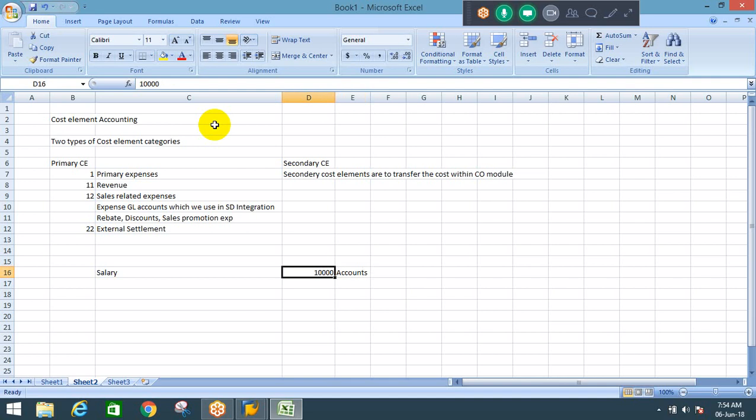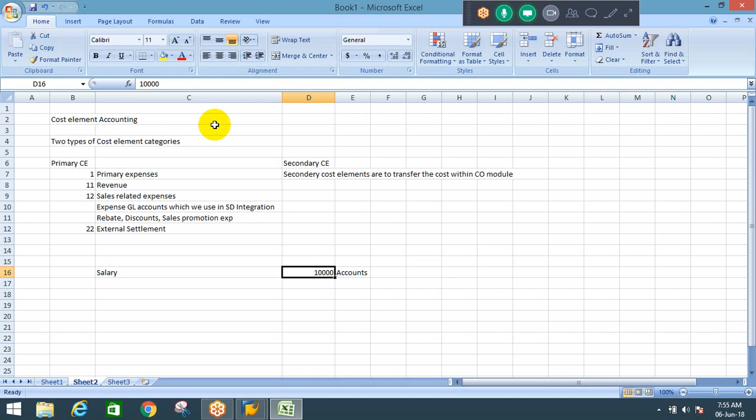Finally, where should the cost go? It should go to product. Product means we are going to create production order. We create another CO object called production order. So the cost again should go from CO cost center to production order. What production order is, we'll discuss again. So finally it should go to product. Product means production order. The value should go from cost center to production order. That is the ultimate goal. Whatever cost that we are booking, it should go to production order.